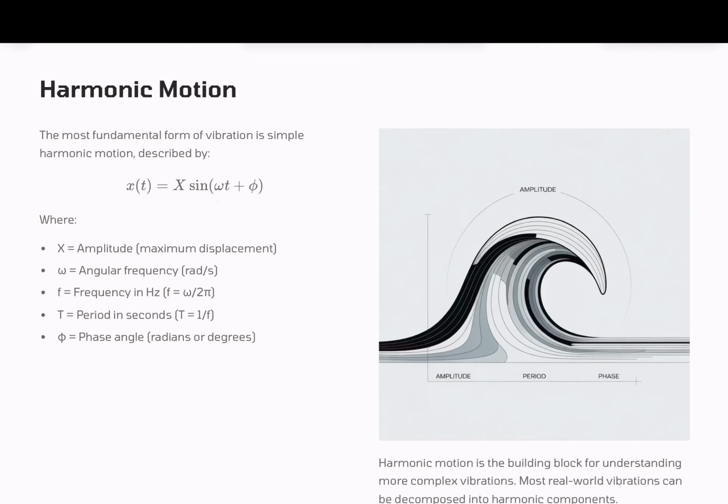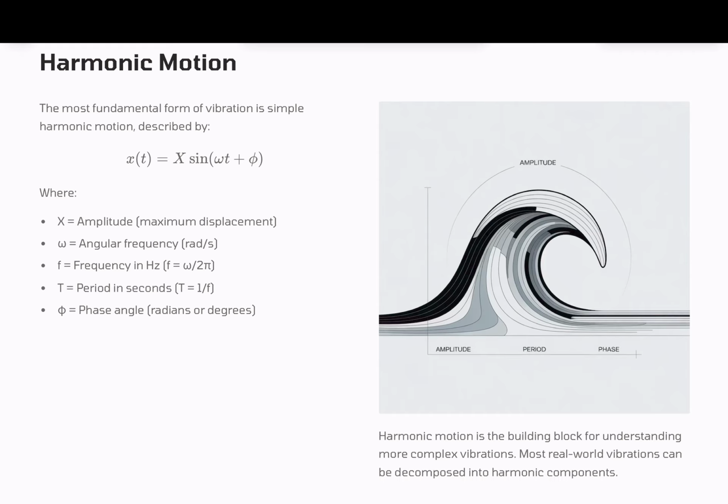Here, what does each term mean? X is the amplitude, the maximum displacement from equilibrium. Omega is the angular frequency, measured in radians per second. F is the ordinary frequency, measured in hertz. T is the period, the time to complete one full cycle. And alpha is the phase angle, which shifts the motion in time and can be given in radians or degrees.